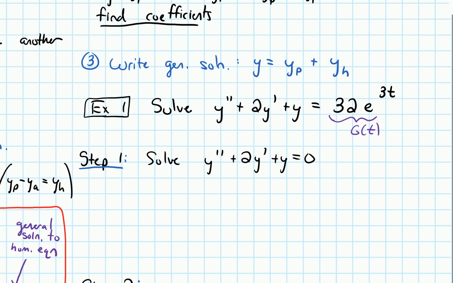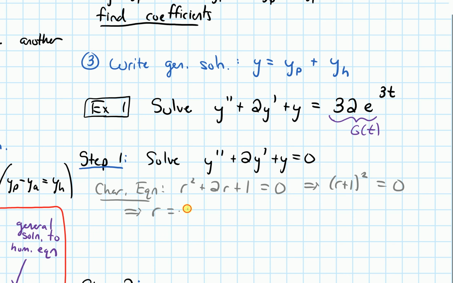So to do this, we look at the characteristic equation. So the characteristic equation, or the auxiliary equation, would be r squared plus 2r plus 1 equals 0. And we could factor this. This is (r plus 1) squared equals 0. And now we could write down what r is. And r is negative 1. Okay, so we have a root, and it's repeated. So negative 1 has algebraic multiplicity 2.